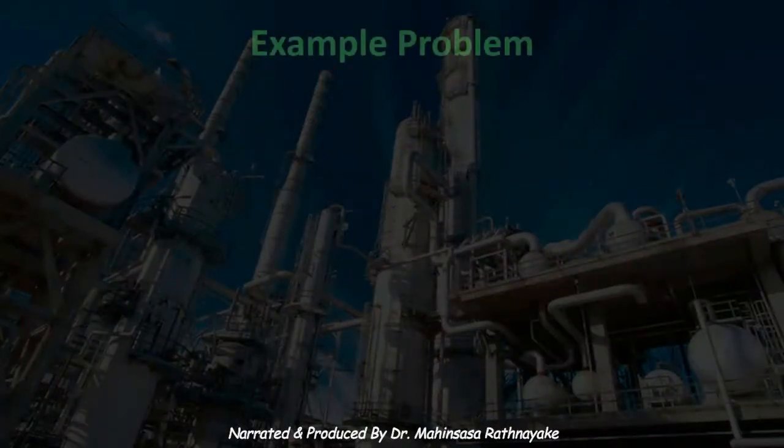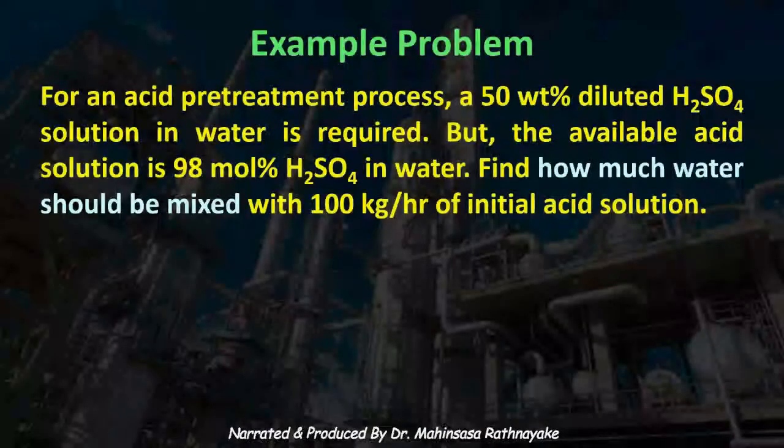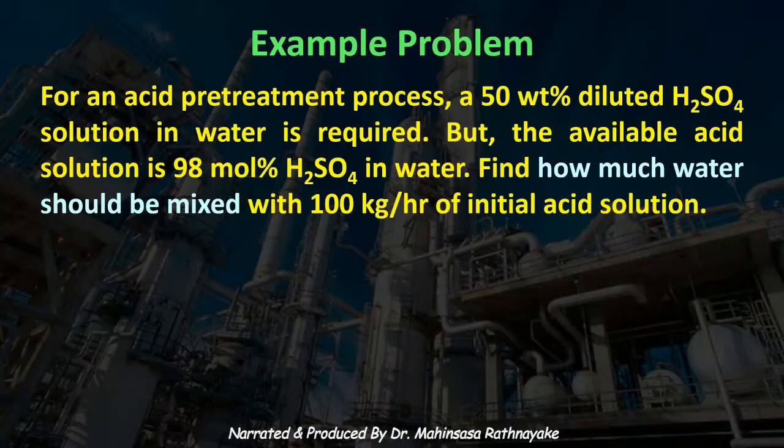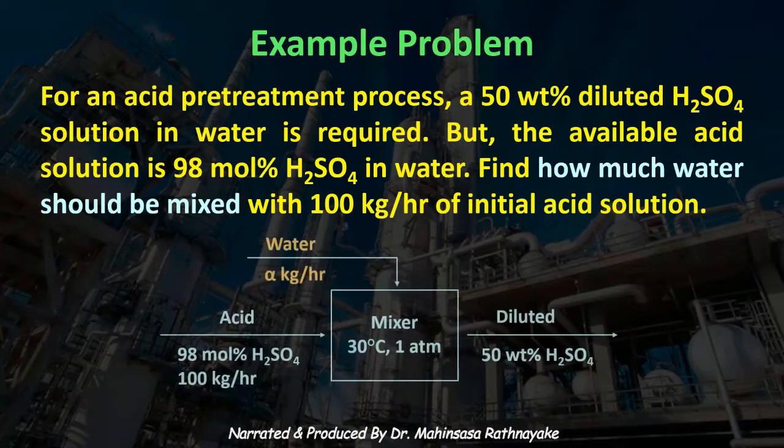Let's take an example material and energy balance problem and first see how we can use the calculator function in Aspen Plus software to perform a calculation. Read the example problem carefully. For an acid pretreatment process, a 50 weight % diluted sulfuric acid solution in water is required, but the available acid solution is 98 mole % sulfuric in water. We need to find how much water should be mixed with 100 kilograms per hour of initial acid solution.